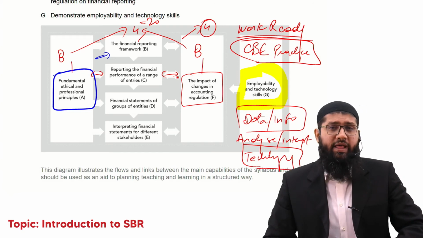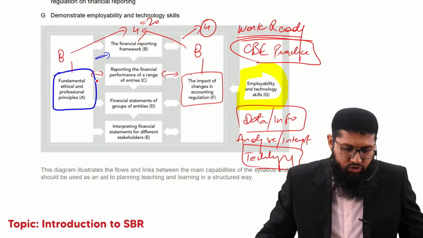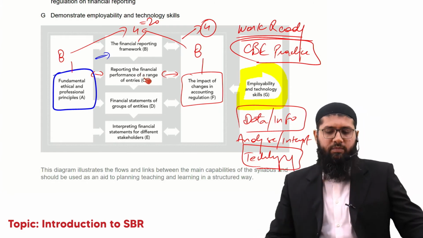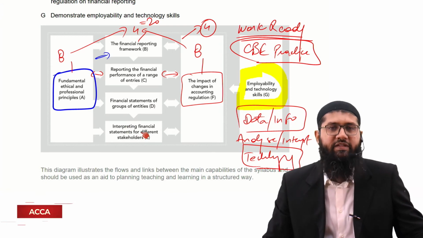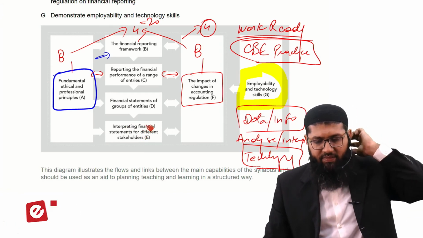And what are the other areas of the syllabus? Let's have a discussion on them. So if I talk about these other three areas, which are the three major areas of the syllabus, which is reporting of financial performance, which is preparation of financials of group entities, and which is interpreting financials for the other stakeholders. So what exactly are these three areas?